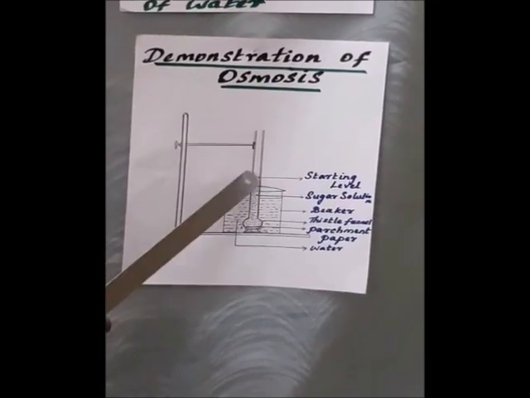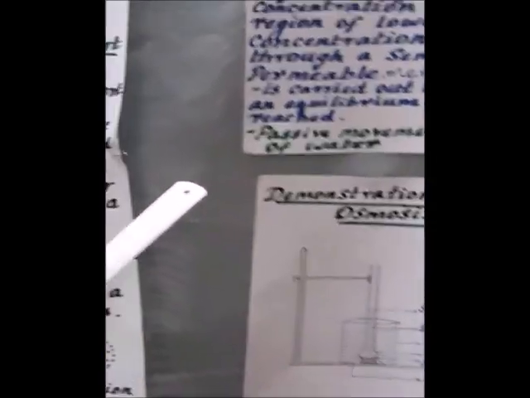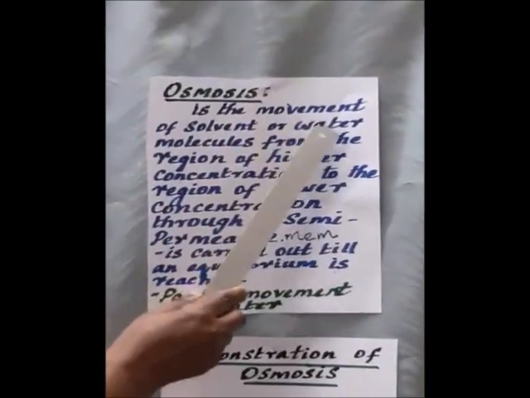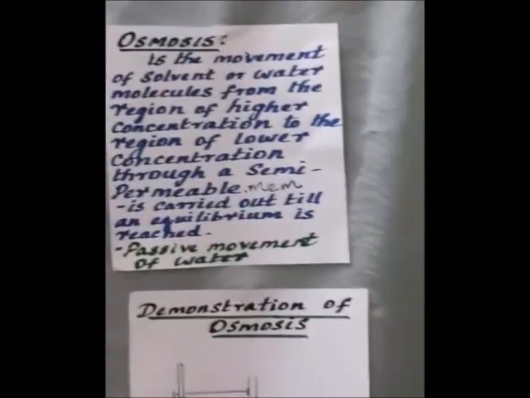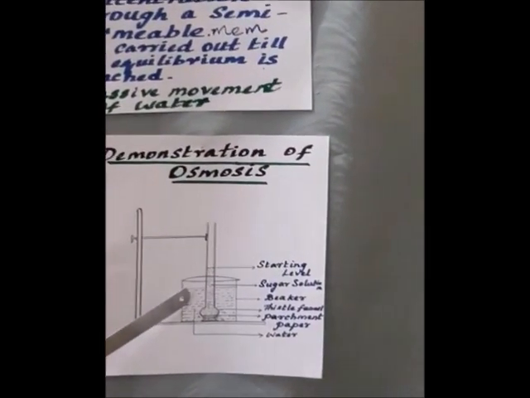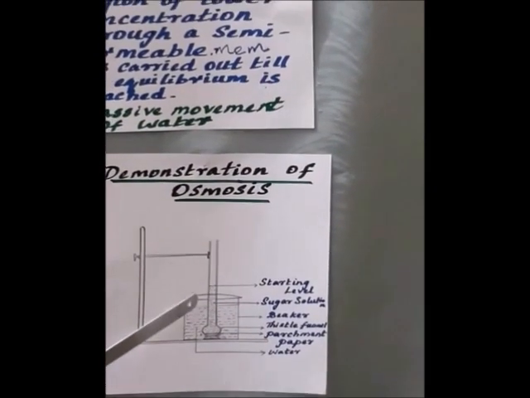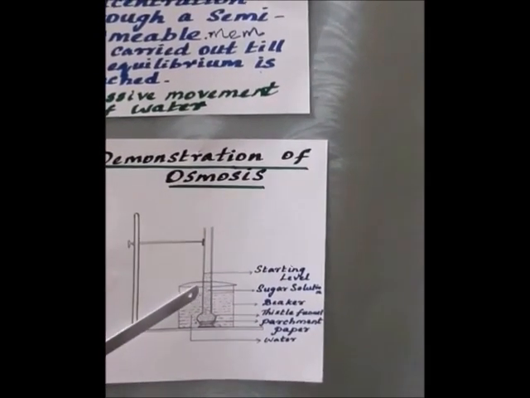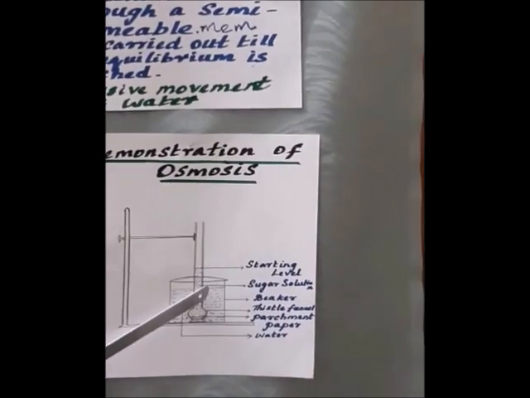This explains osmosis. So what do you mean by osmosis? It is the movement of solvent or water molecules from a region of higher concentration. The water present in the beaker is higher in amount, so it slowly enters into the thistle funnel. So this is osmosis.